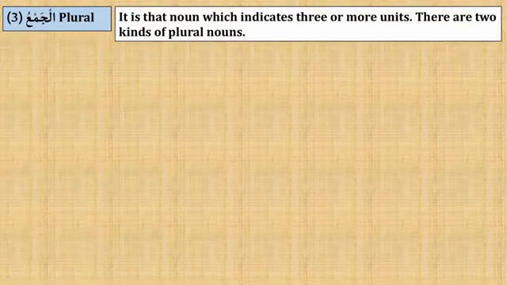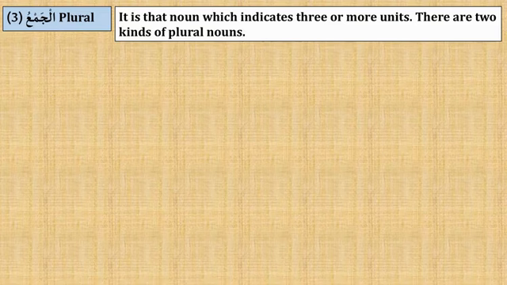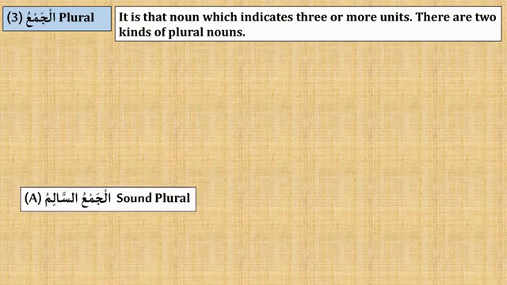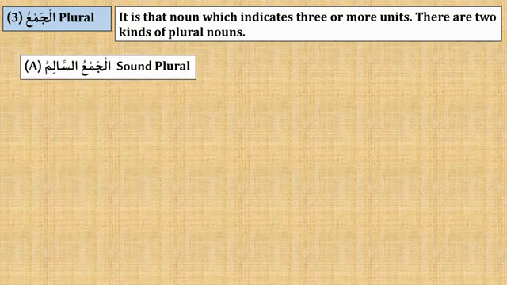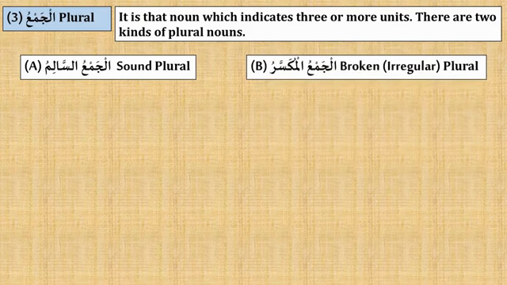is al-jam', plural. It is that noun which indicates three or more units. There are two kinds of plural nouns. First one, al-jam'u as-salim, sound plural, and the second one, al-jam'u al-mukassar, broken or irregular plural.